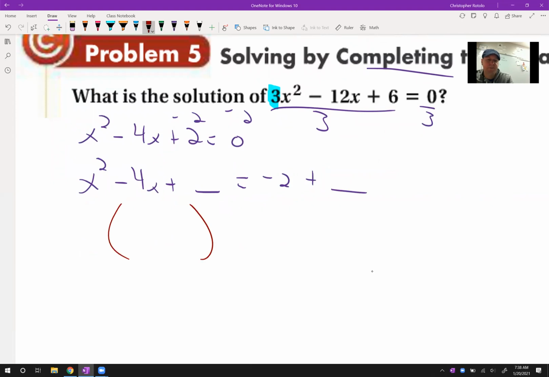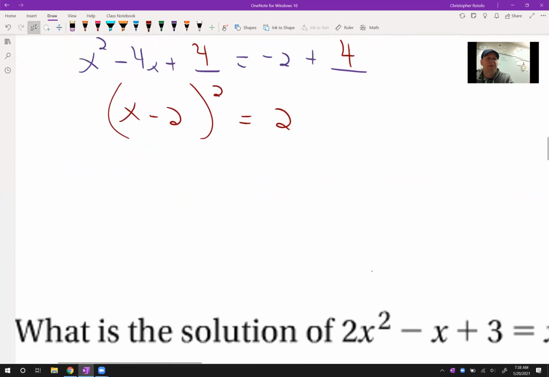All right, so here's what we're going to do. Negative 4, I want half of this, which is negative 2. Negative 2 squared is 4. And if I add 4 to one side, guess what? I've got to add 4 to the other side. So we've now made it into a perfect square trinomial and factored it all at the same time. Reduce this side. Negative 2 plus 4 is 2.